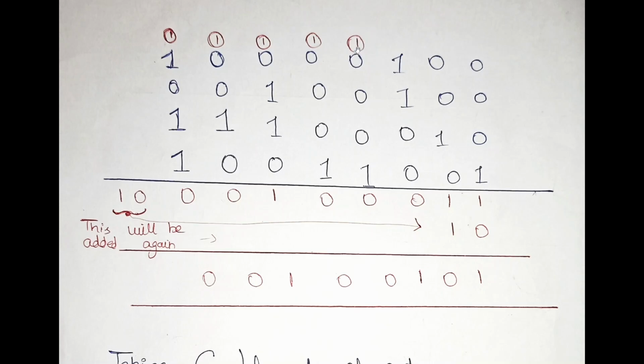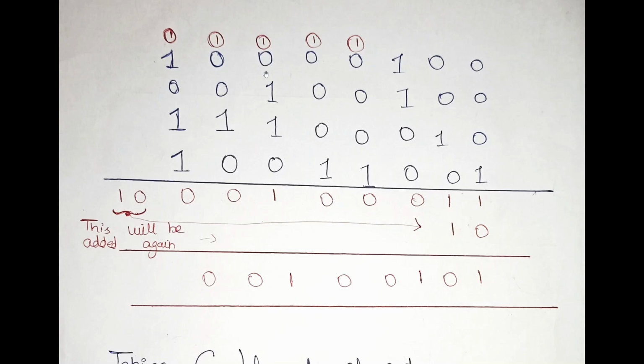Now 1 plus 0 is 1, 1 plus 0 is 1, 1 plus 0 is 1, and 1 plus 1 again is 10, so here will be a 0 and here will be a 1. Now 1 plus 1, and you can neglect the zeros. Now 1 plus 1, what will it be? It will be 10 again, so 0 here and 1 here.